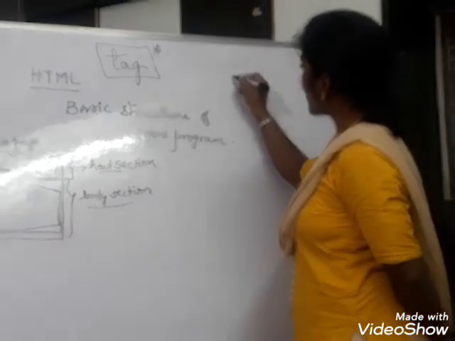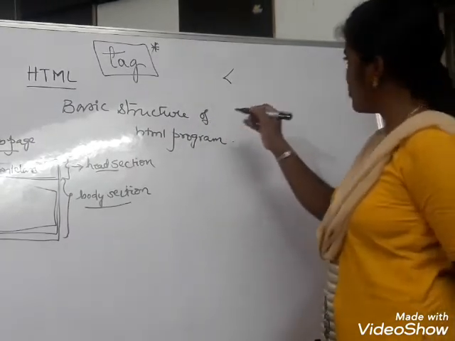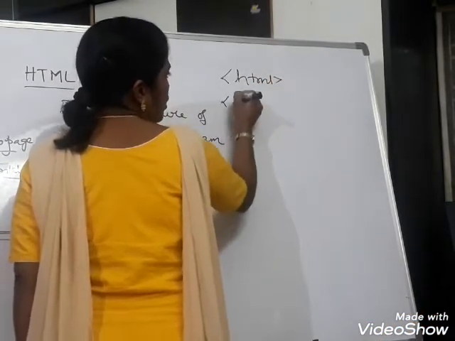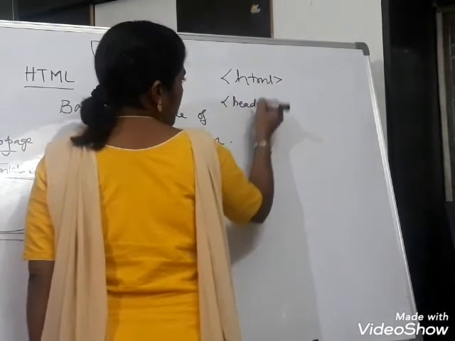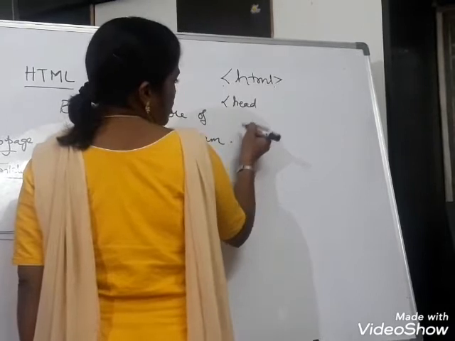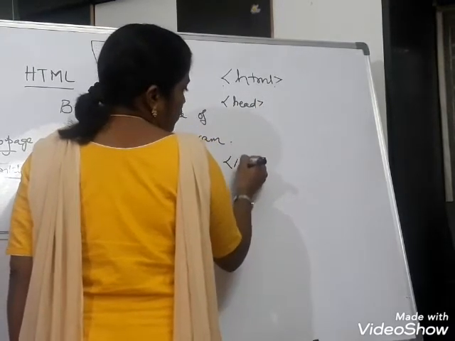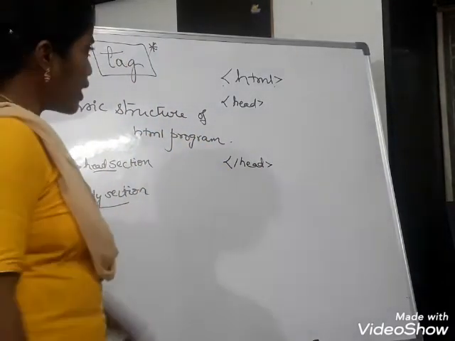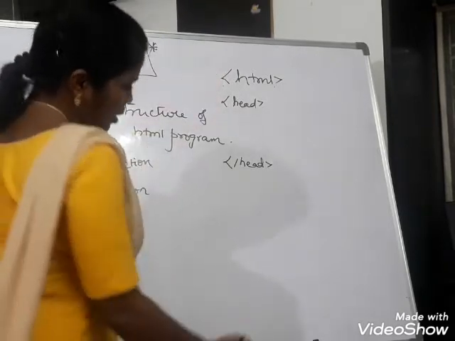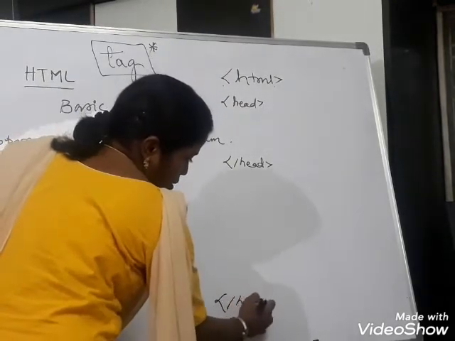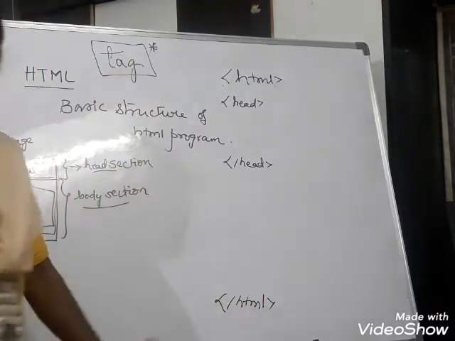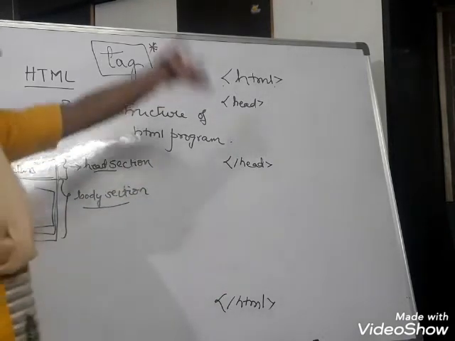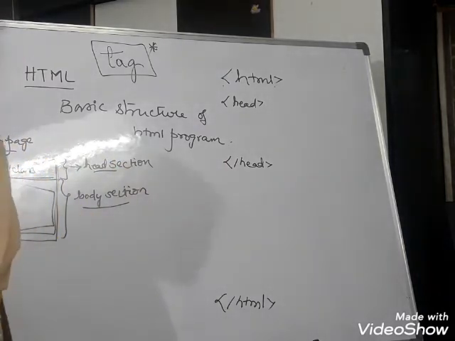So first, you have to start every HTML file with the HTML opening tag. This is an opening tag, with less than and greater than symbols. And for every tag you need a closing tag. Right? First HTML is started. Close the HTML. So it indicates it is your HTML file. Like your C file starts with main, your HTML file starts with the HTML tag.